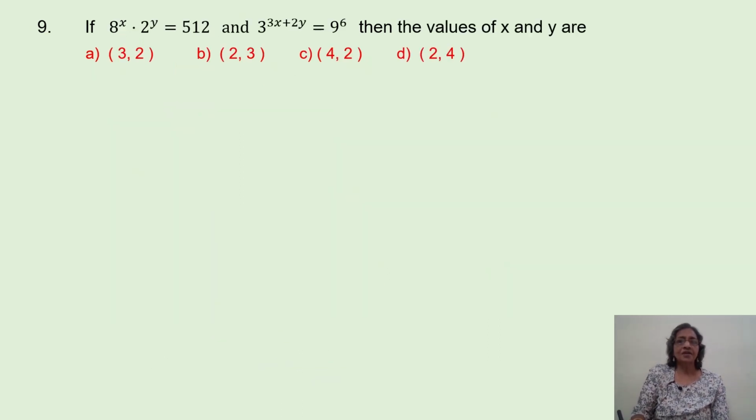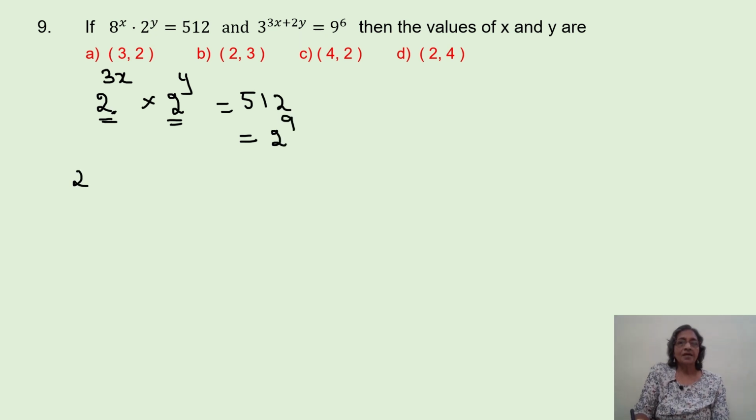You have got two equations given to you. So I'm taking the first equation. 8 I'm going to convert to 2 raised to 3x multiplied by 2 raised to y is equal to 512. Now the bases are the same here. This I can write as 2 raised to 9. So I'll get 2 raised to 3x plus y equal to 2 raised to 9. Now bases are the same, so I'll get a first equation here.